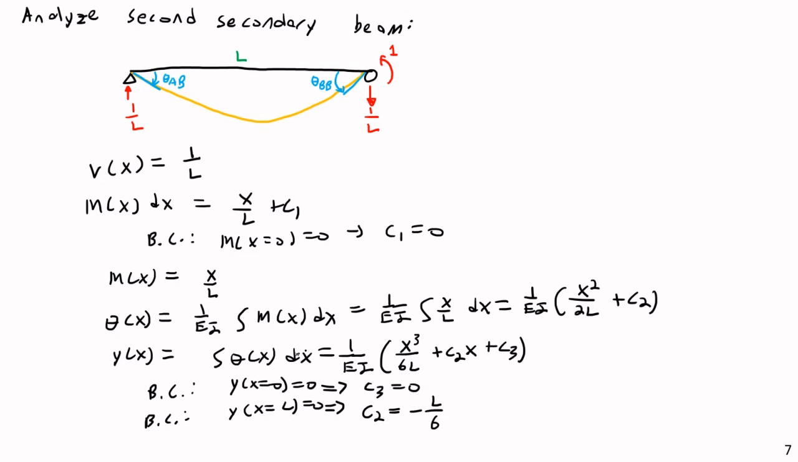Once we have the negative L over 6, we can put it back into our theta as a function of x expression here, x squared over 2L, and then minus L over 6. So again, theta as a function of x is equal to 1 over EI times x squared divided by 2L minus L over 6.